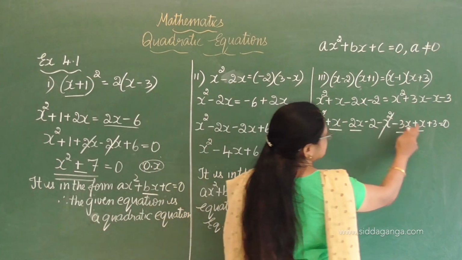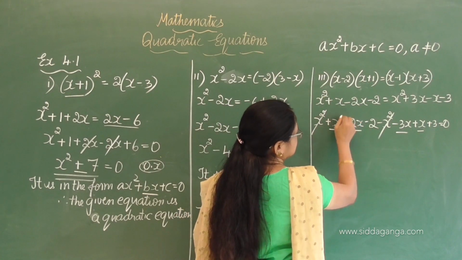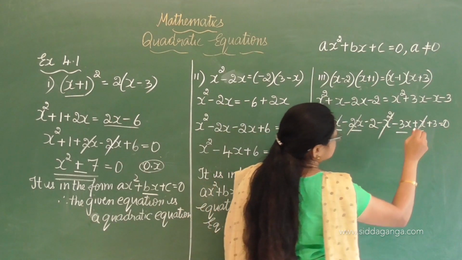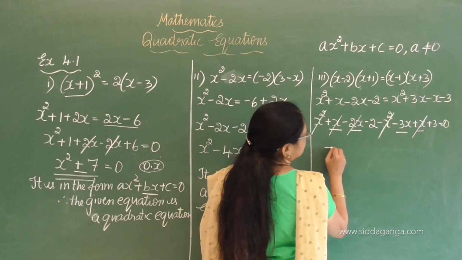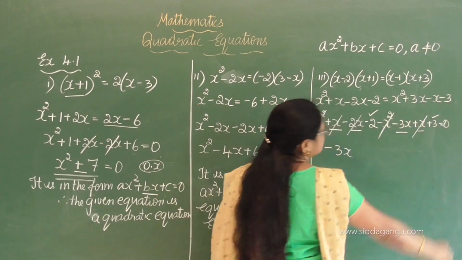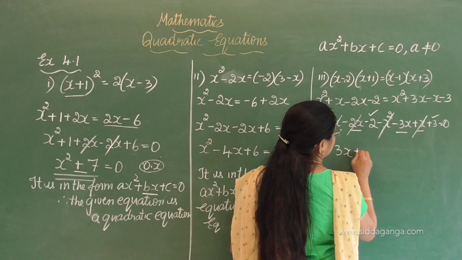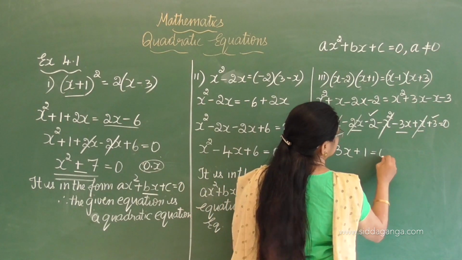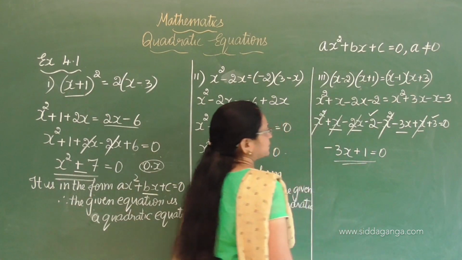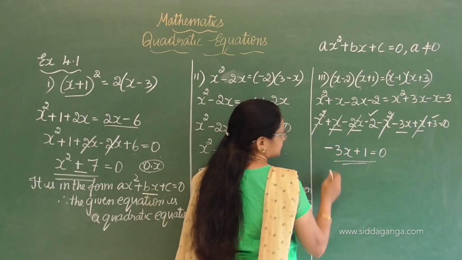So, x plus x is 2x, and minus 2x gets cancelled. So, what remains? Minus 3x, and minus 2 and plus 2. Minus 2 and plus 2 will give you plus 1 is equal to 0. To write it in the standard form, we can just change this equation.